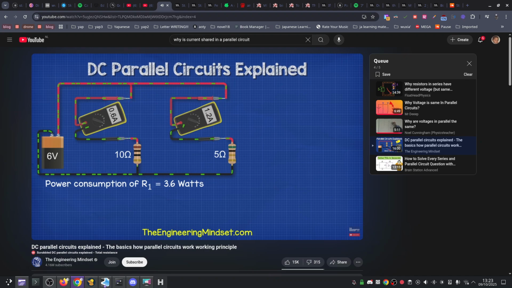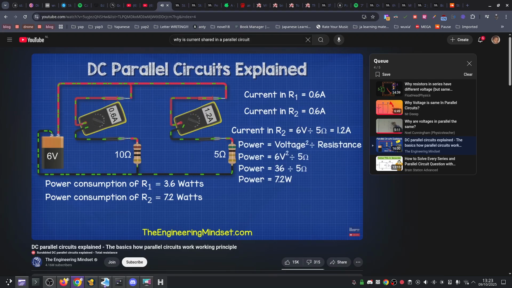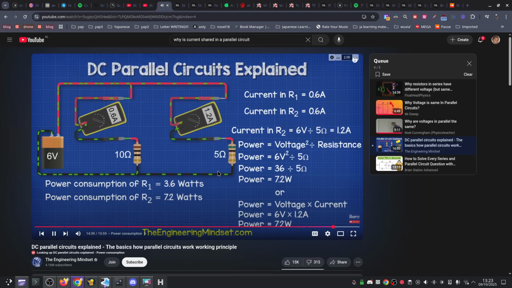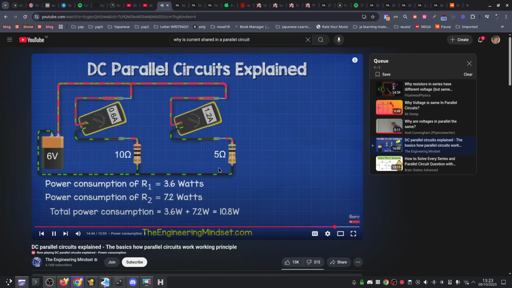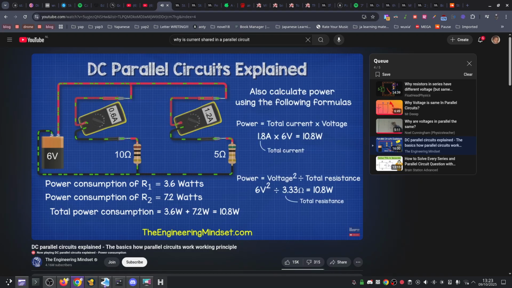R2 is 5 ohms with a current of 1.2 amps. That's 6 volts divided by 5 ohms, which equals 1.2 amps. So the power consumption is 7.2 watts. We see that from 6 volts squared divided by 5 ohms. 6 volts squared is 36, so 36 divided by 5 is 7.2 watts. Alternatively, 6 volts multiplied by 1.2 amps also gives us 7.2 watts. The total power consumption is therefore 3.6 watts plus 7.2 watts, which is 10.8 watts. We could have also found this by multiplying the voltage by the total current, or alternatively, we could have used the voltage squared divided by the total resistance.